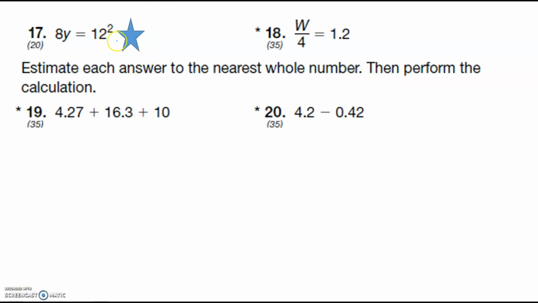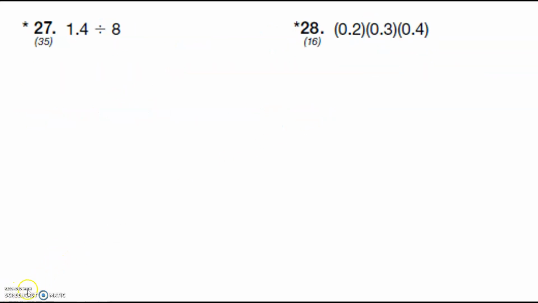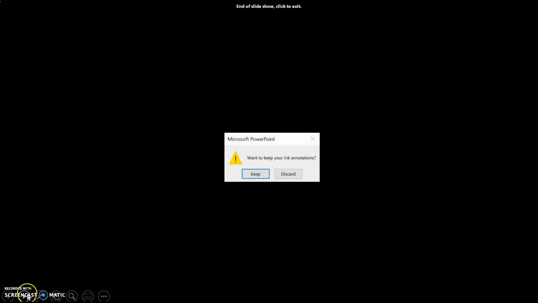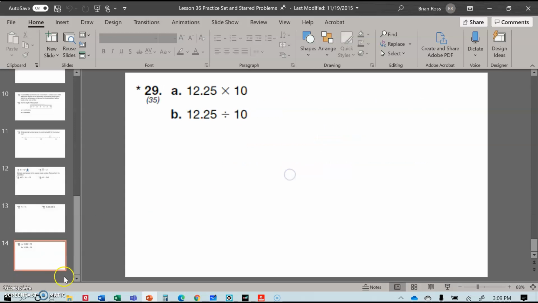Okay. There's a big star here. I realize it's not starred, but it looks like it should have been. So the first thing you have to do is you have to square 12. So I have 8y is equal to 144, and then you should be able to do this one. This one, since the variable is in the top, we multiply, and I'll let you do that one. These you can do with your calculator. Okay, and we're done. All right, let me know if you have any questions.